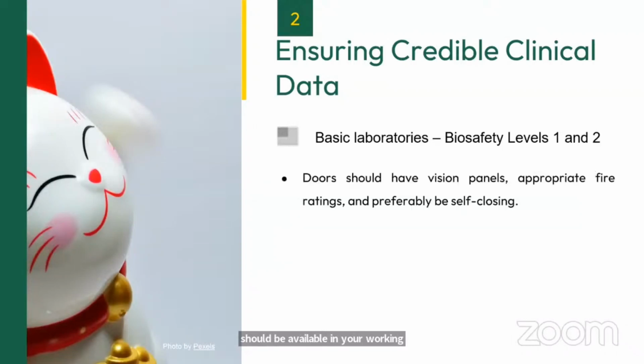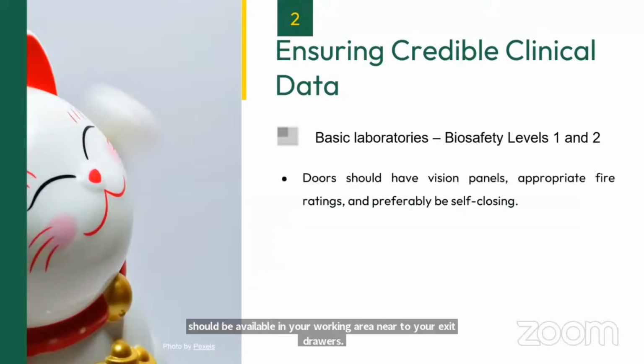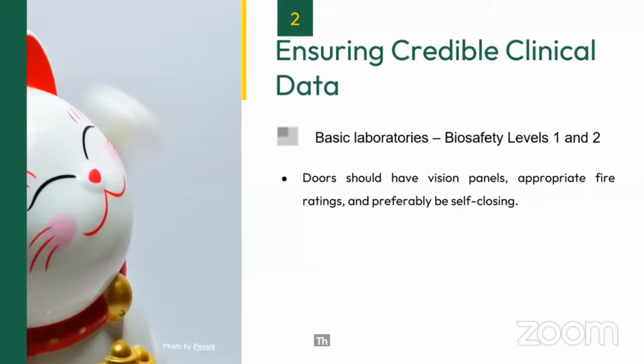Doors should have vision panels, appropriate fire rating, and preferably be self-closing. It should not be like the door needs to be closed manually. It should preferably be self-closing. You might have seen many places where doors are like this: once you open it and enter or exit the room, it closes automatically. So those types of self-closing doors should be available.